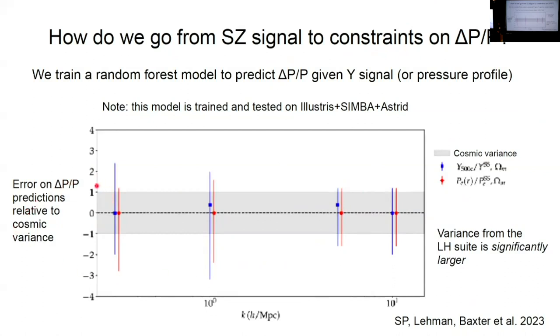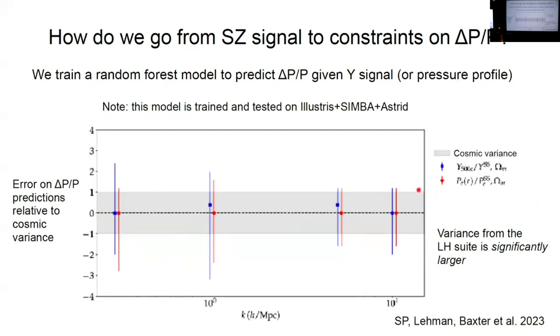So in here, you can see it's on the test simulation. What's plotted is the error in the recovered delta P over P relative to the cosmic variance error. The 1 sigma gray band shows the best you can do with any observable. And keep in mind that the error due to the full variation in the whole Latin hypercube, where you vary all the astrophysical parameters as well, will be fairly large.